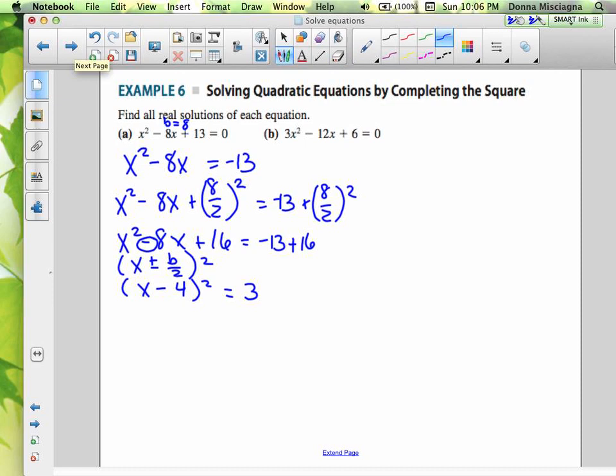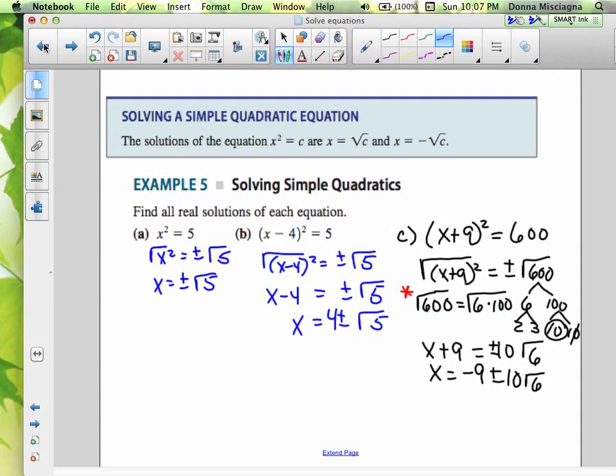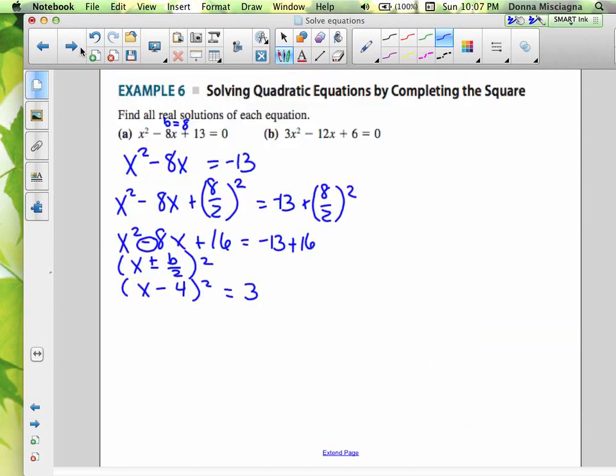Now that I have a something squared equals a constant, we can solve it just like we did on this page. It's just like this one right here. We're just going to take a square root of both sides. Not hard at all. So we have the square root of x minus 4 squared equals plus or minus the square root of 3. Square and square root cancel. This is x minus 4 equals plus or minus the square root of 3.